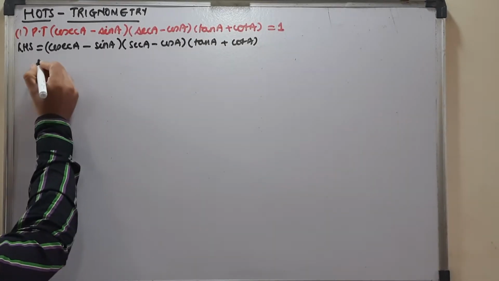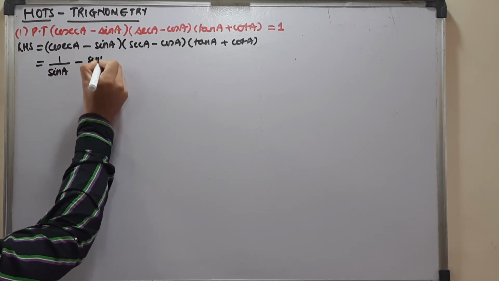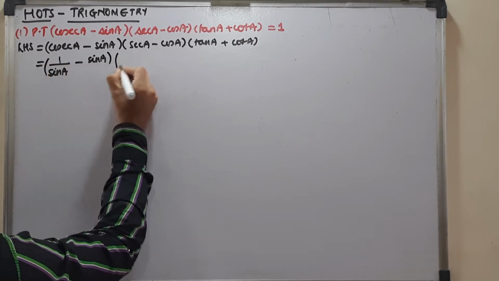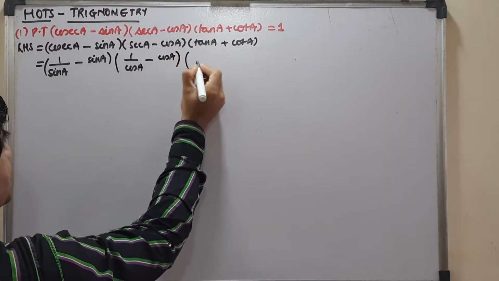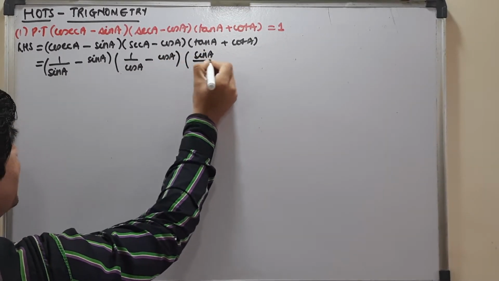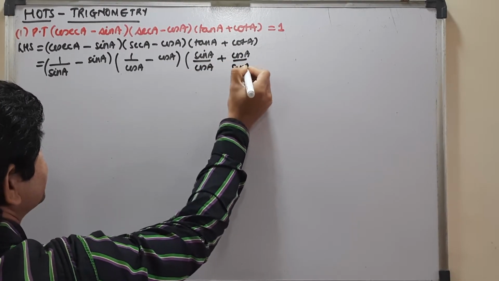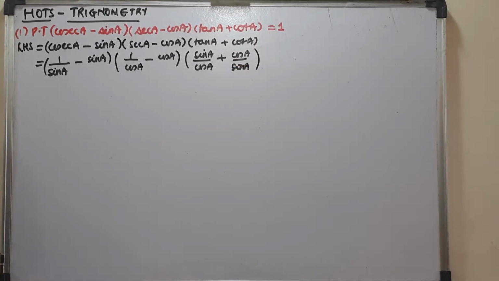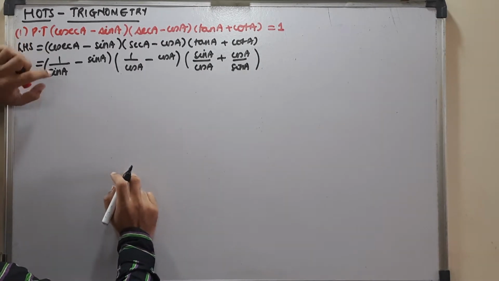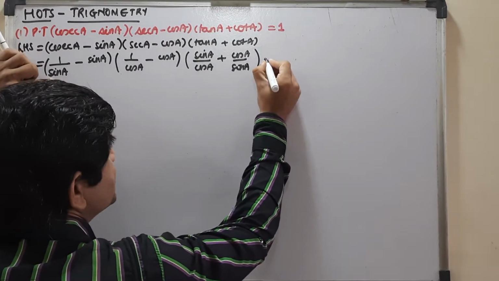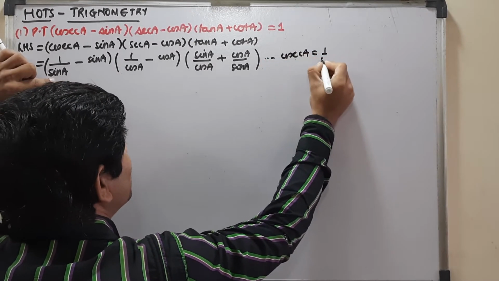So when we do this, cosec A is 1 by sin A, that you know very well, minus sin A. And sec A is 1 by cos A minus cos A, and tan A is sin A by cos A, and cot A is cos A by sin A. All the reasons you have to mention here very clearly. The very first thing is cosec A has become 1 by sin A. So this is your reason number 1, that cosec A is equal to 1 by sin A.